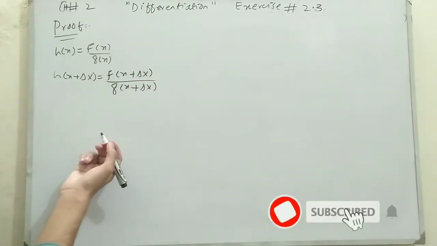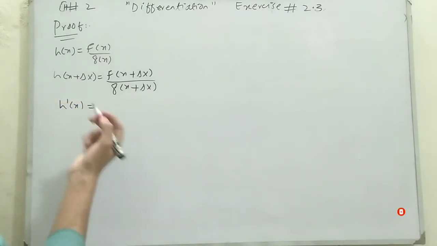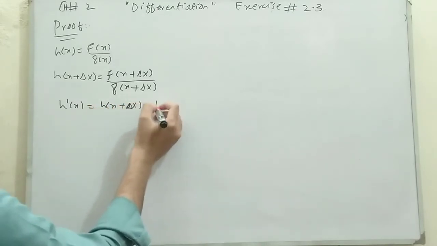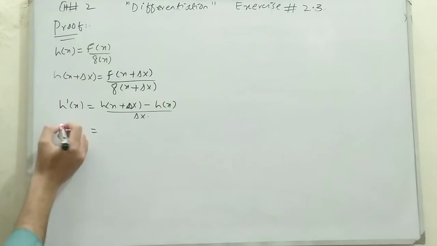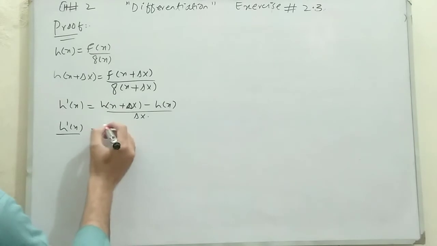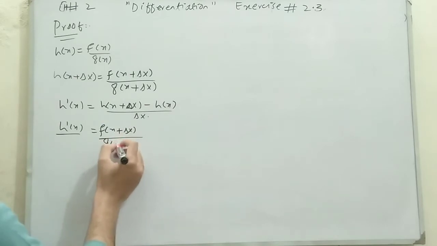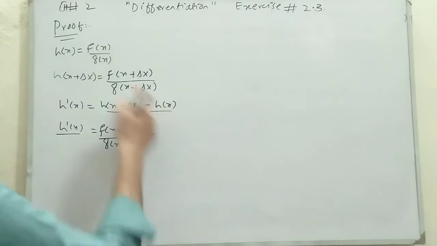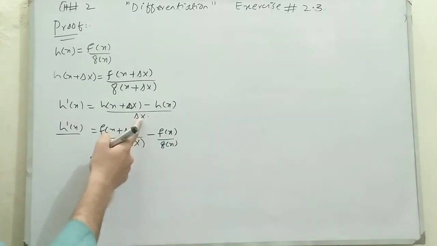Now the formula for the first principle rule is h prime of x, which means the derivative of a function h of x, is equal to h of x plus del x minus h of x, the original function, whole divided by del x. Now using the values and finding the derivative h prime of x, which will be the required derivative. H of x plus del x is f of x plus del x divided by g of x plus del x, and here is minus sign h of x, which is f of x over g of x, and here is whole divided by del x.